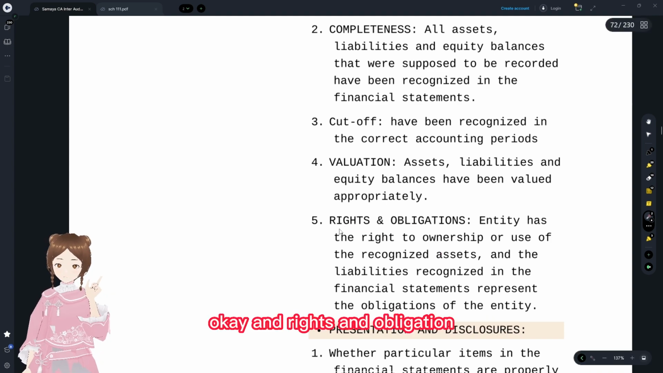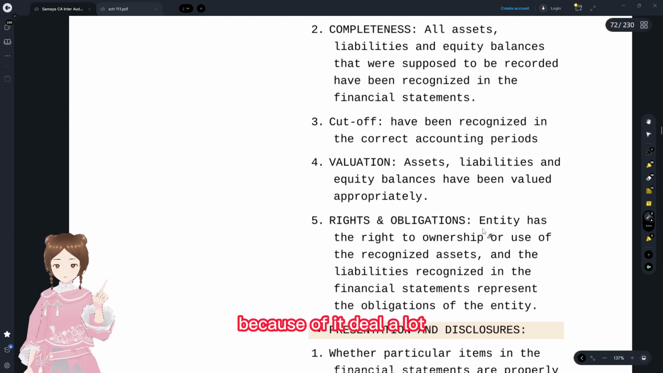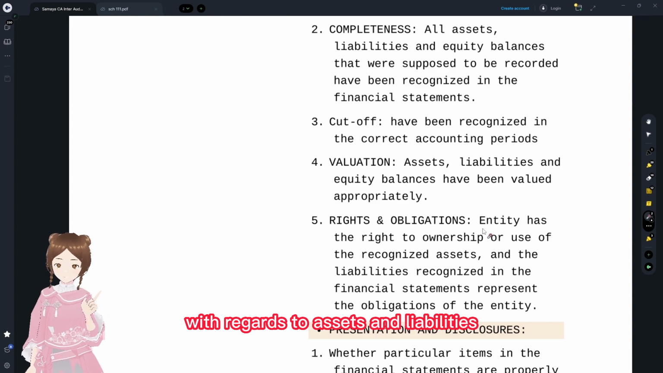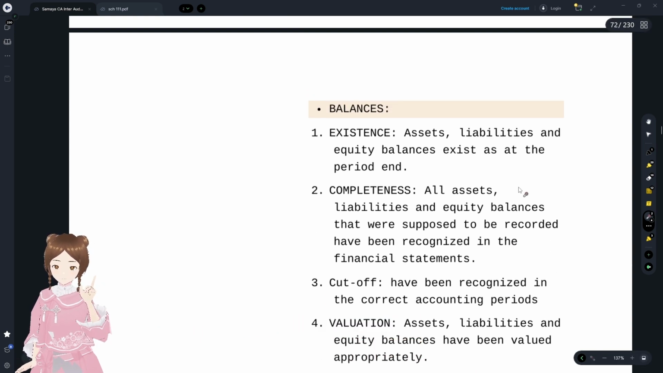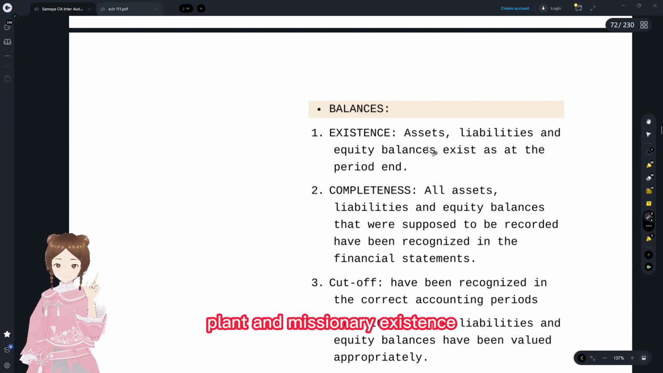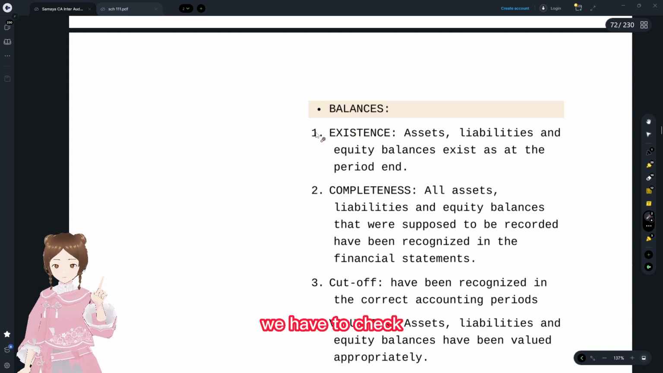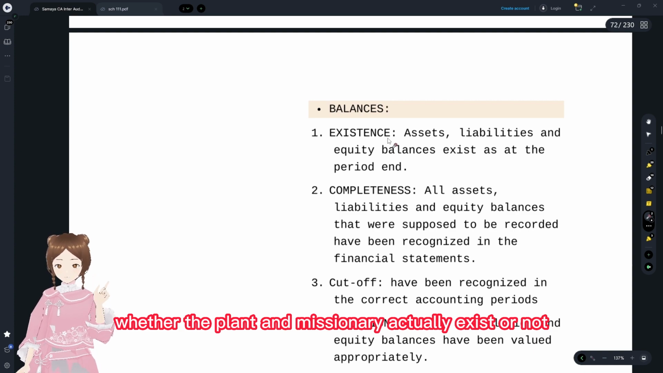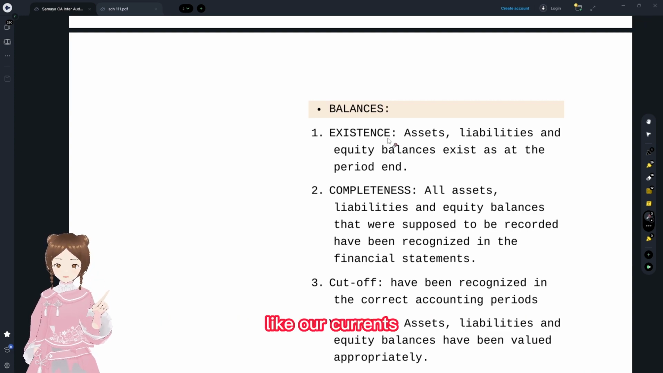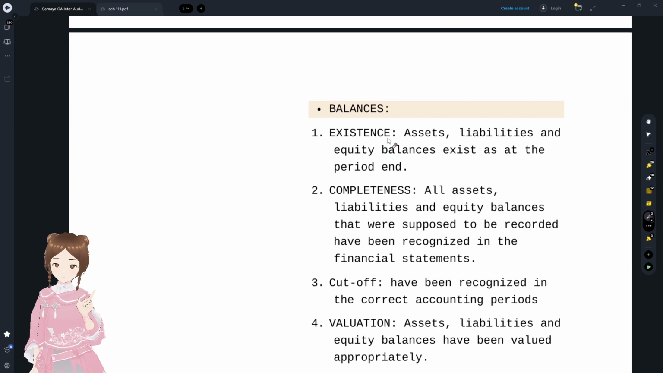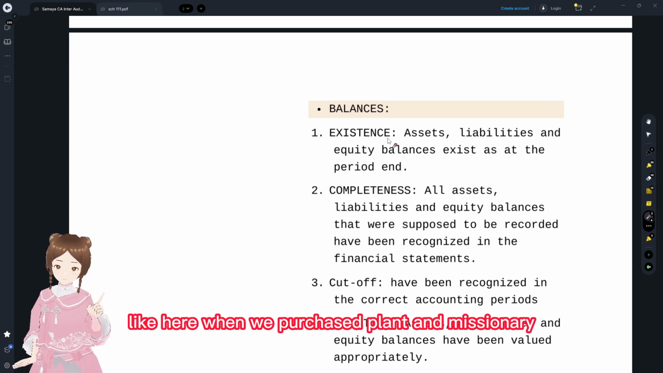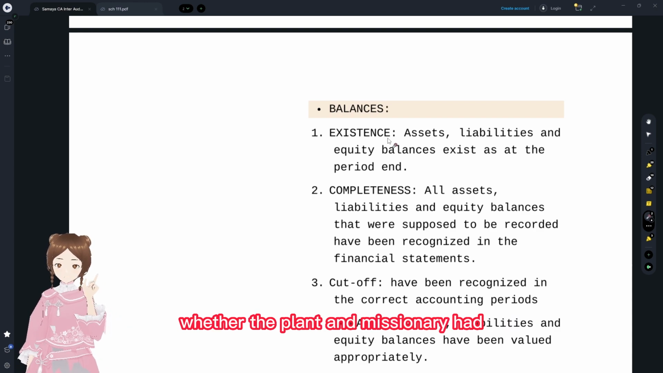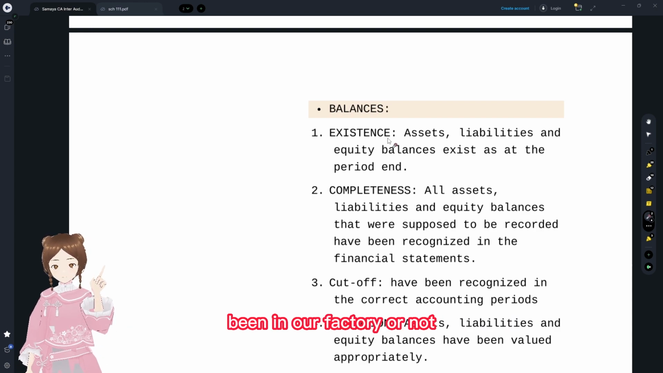Okay, and rights and obligations: because we deal a lot with assets and liabilities, we also have to check the rights and obligations. That's something extra. Okay, first thing, plant and machinery existence. We have to check whether the plant and machinery actually exist or not. Like occurrence, where we checked whether the stock in trade had been transferred or not, here, when we purchase plant and machinery, we check whether it has actually been in our factory or not.